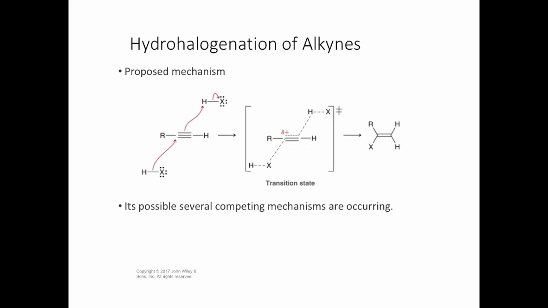So a proposed mechanism is shown on this slide, where you have the pi bond attacking the hydrogen, breaking the HX bond, and then a second HX molecule donating an X to the other carbon of the alkyne, which gets you to this vinyl halide, which could then go on and react with more HX to give you the geminal dihalide. It is possible that there are several competing mechanisms occurring.